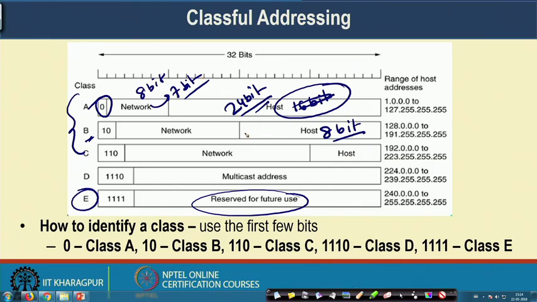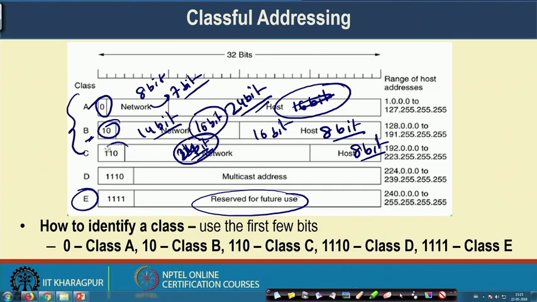In case of class B IP address, you have 16 bits of host address and then 16 bits for the network address. Out of these 16 bits, 2 bits are reserved for denoting it as a class B, so you can have a total of 14 bits. In case of class C IP address, you have 8 bits of host address. In the network address part, you can have 24 bits, out of which 3 bits are reserved, and the remaining bits you can use for the network IP part.